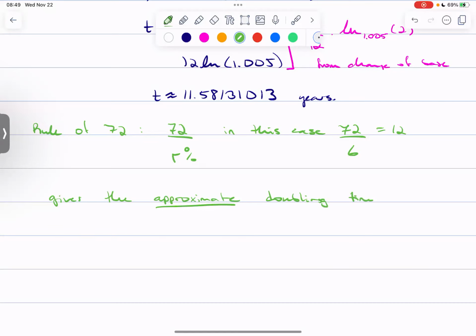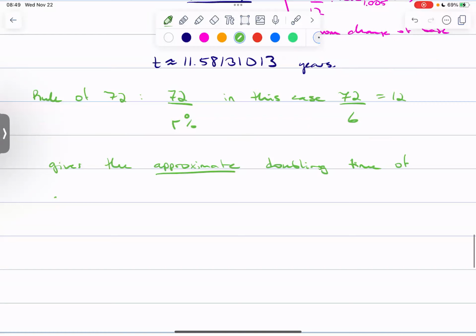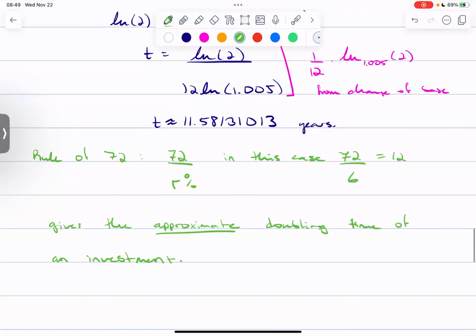So on the exam, how many marks do you get for the rule of 72? That's just a life skill. What? Rule of 72. You're at the bank. Yeah, you get all dressed up, go to the bank.